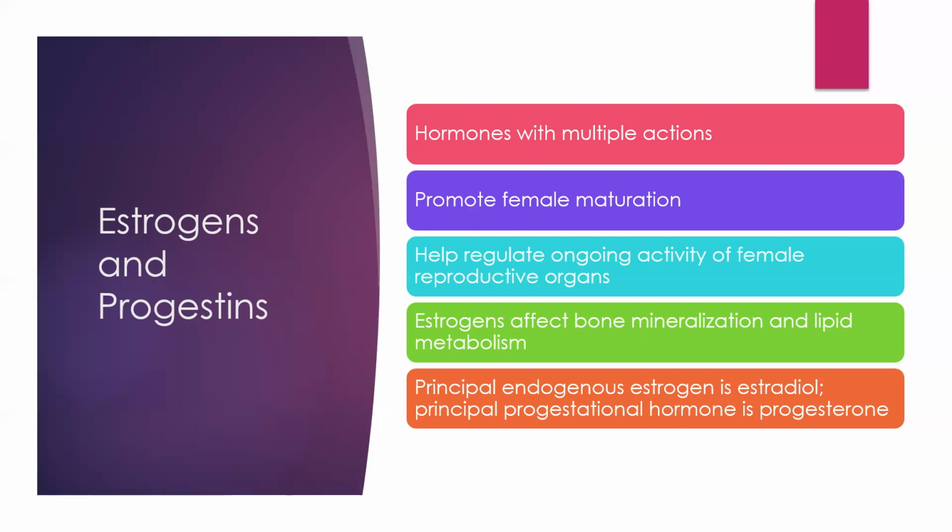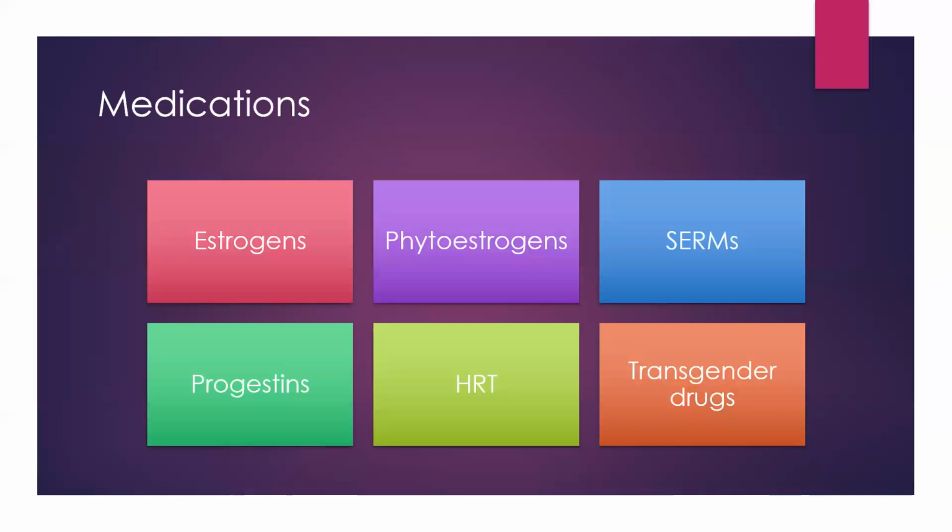So both of those are going to be made where? In the ovaries. So if somebody has their ovaries taken out, what are they not getting anymore? They're not making any of those endogenous hormones anymore. During pregnancy, we're going to see large amounts produced by the placenta. Small amounts of estrogens and progesterones are produced in the peripheral tissues, but nothing like what is produced in the ovaries. So medications that we have here, we have estrogens.